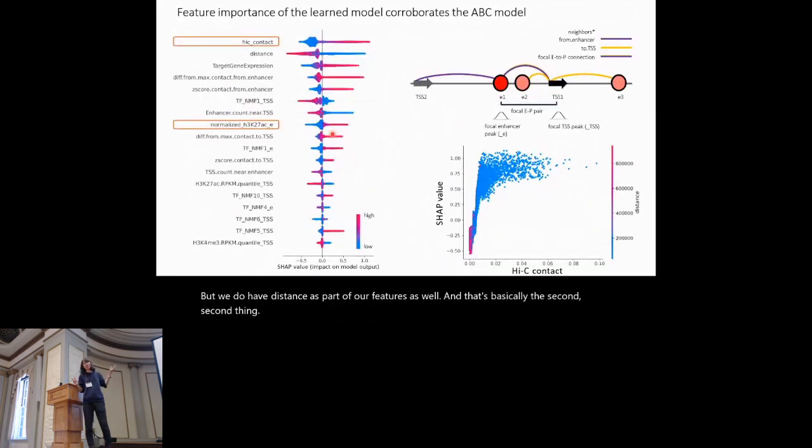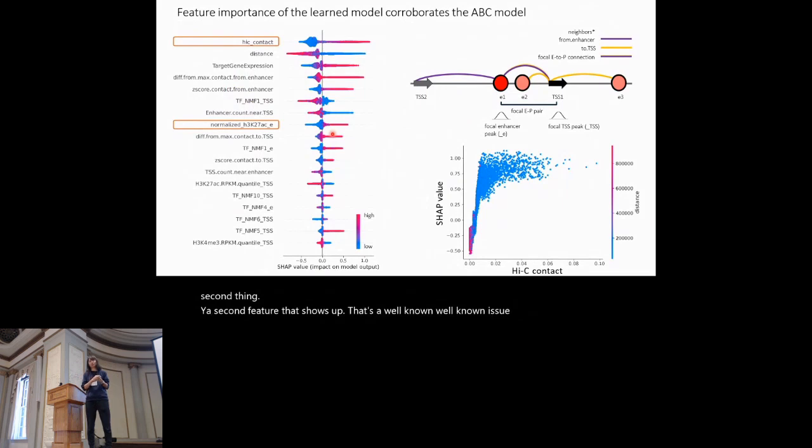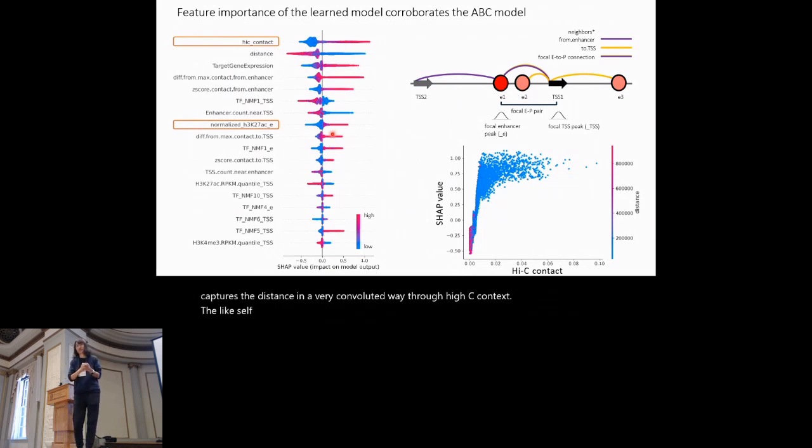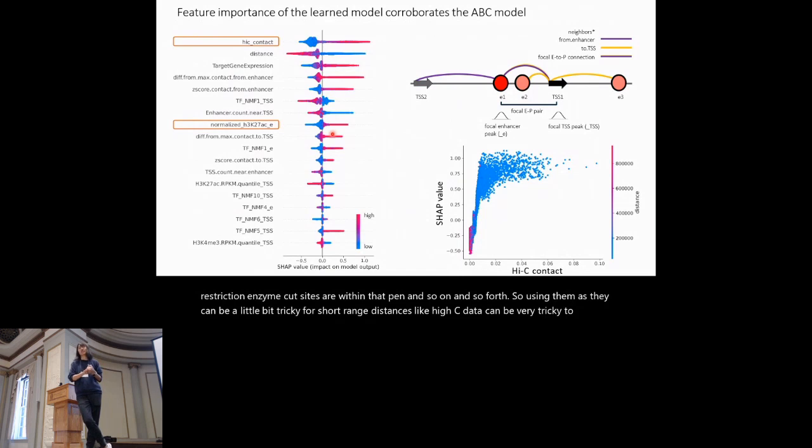The second feature that shows up, as it's a well-known issue with ABC that it mainly captures the distance in a very convoluted way through Hi-C contacts. The self-interaction values are going to be highly confounded by how many restriction enzyme cut sites are within that bin and so on and so forth. So using them as they are can be a little bit tricky. For short-range distances, Hi-C data can be very tricky to analyze or try to make sense of.